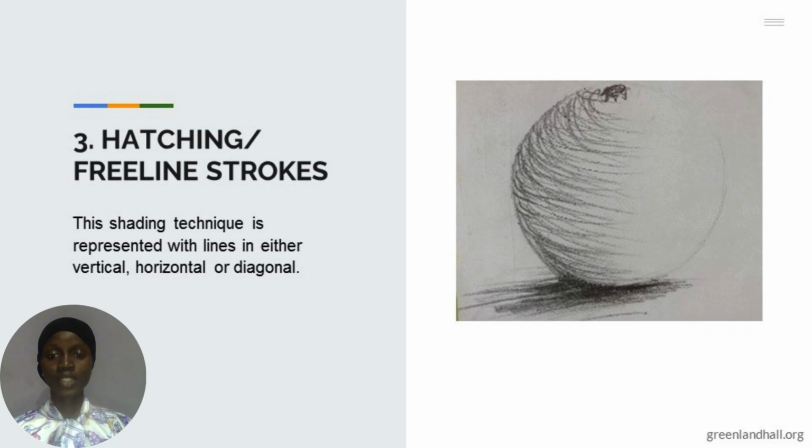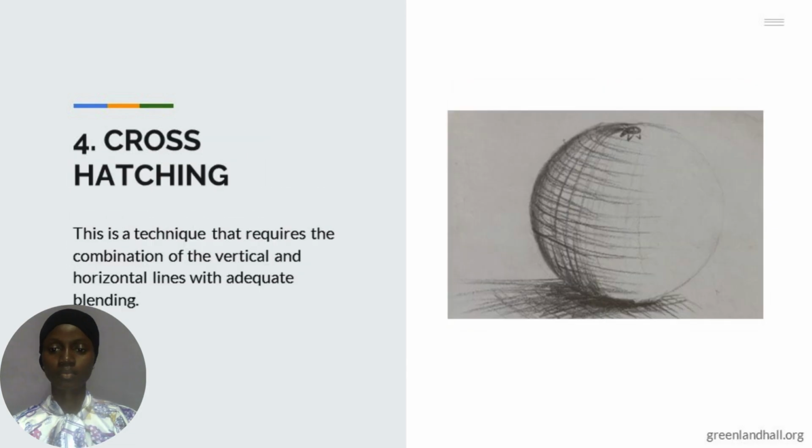Number three, we have arching or free line strokes. This shading technique is represented with lines in vertical, horizontal or diagonal. The process of us using either of these lines, vertical, horizontal or diagonal, to create a tone or a shade or to use it to represent light and dark on an object or drawing is known as free line strokes or arching.